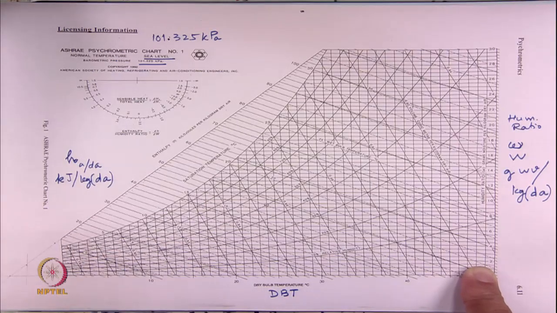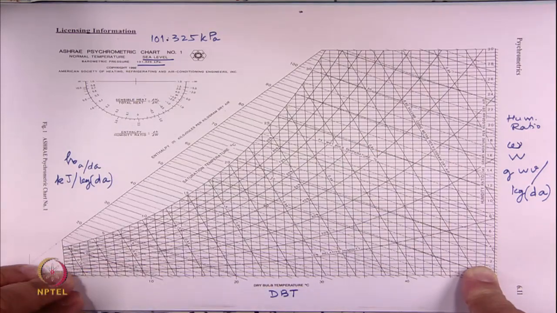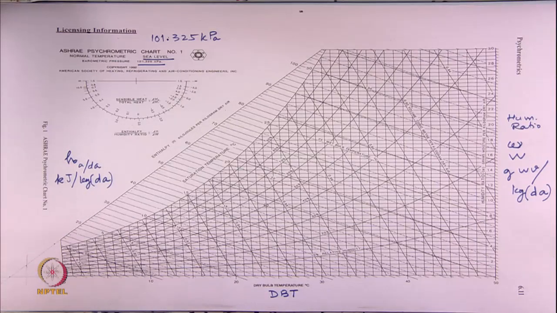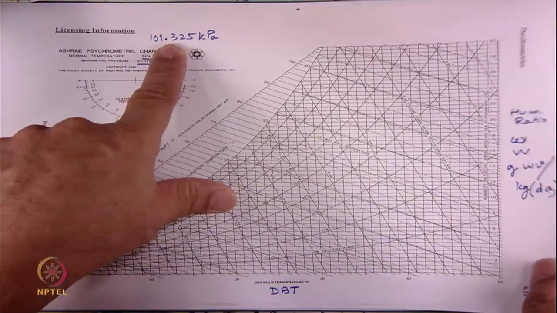So, recall that if specific volume is this, the density will be the reciprocal of that. So, as your temperature keeps coming down and humidity keeps coming down, the air gets more and more dense, and this is of course the case when pressure is constant.